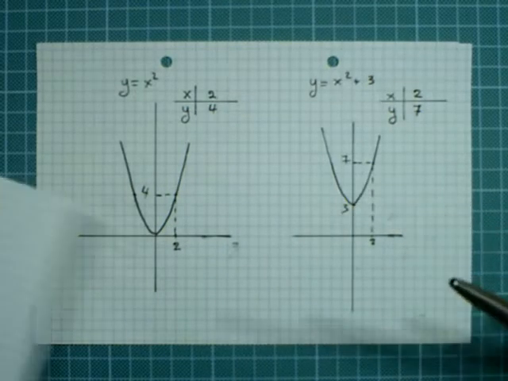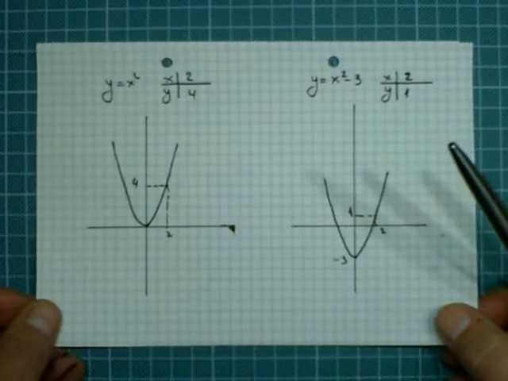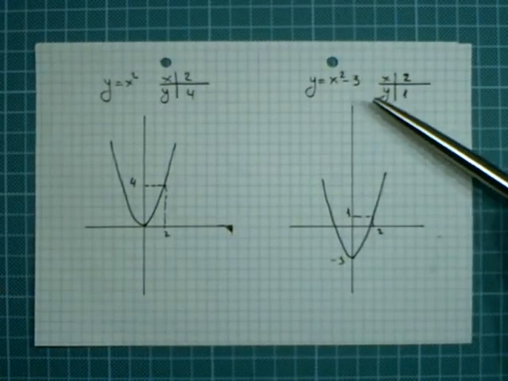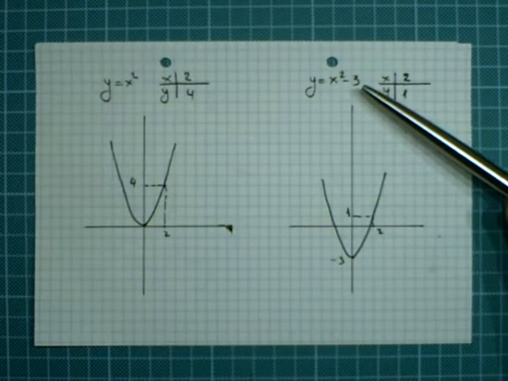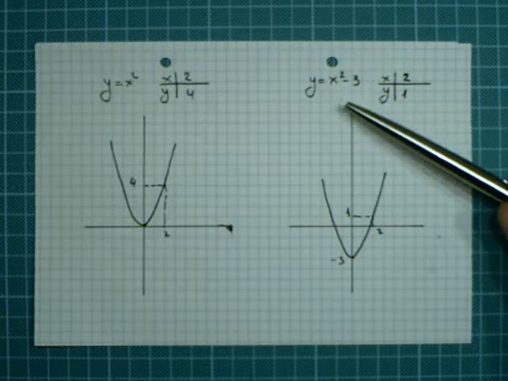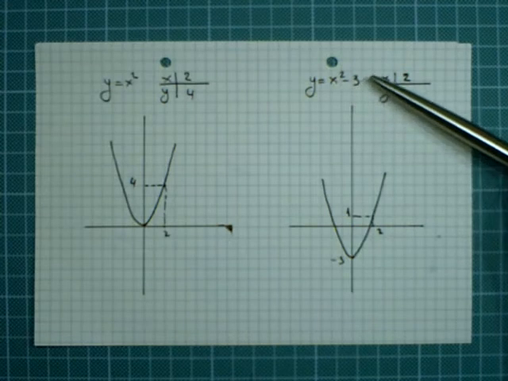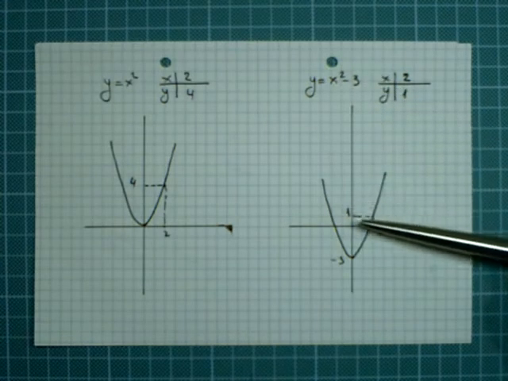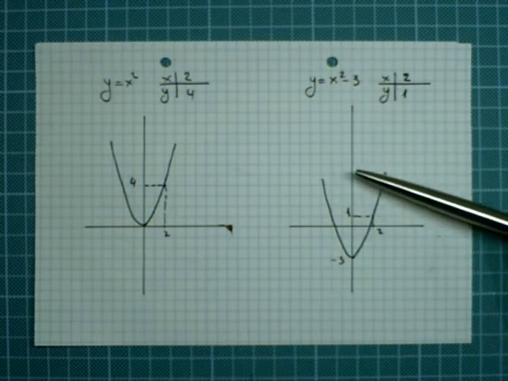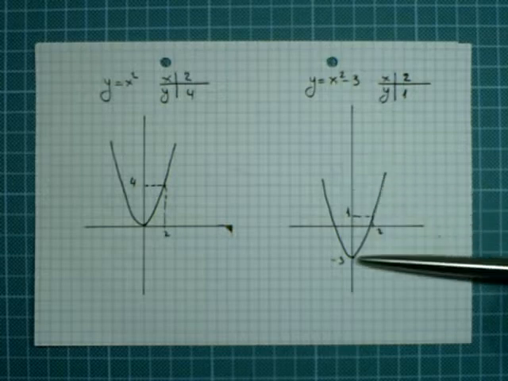Now, what happens if we subtract the number 3, for example, from the right hand side? Here we have the function y equals x squared minus 3. As we can see, in this case, our graph moves 3 units down.